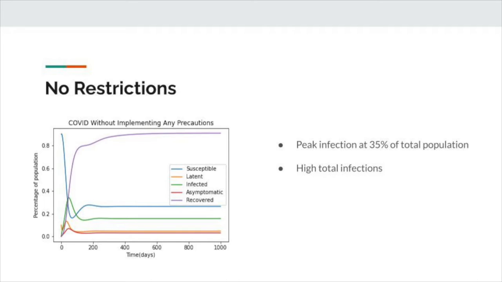Here is my baseline plot with no parameters altered. An important curve to look for is the infected population curve, which is green here, and it will be green on all the future plots as well. The peak infections of no restriction simulation was around 35% of the total population, and there was also a high number of total infections throughout the 1,000 day simulation.